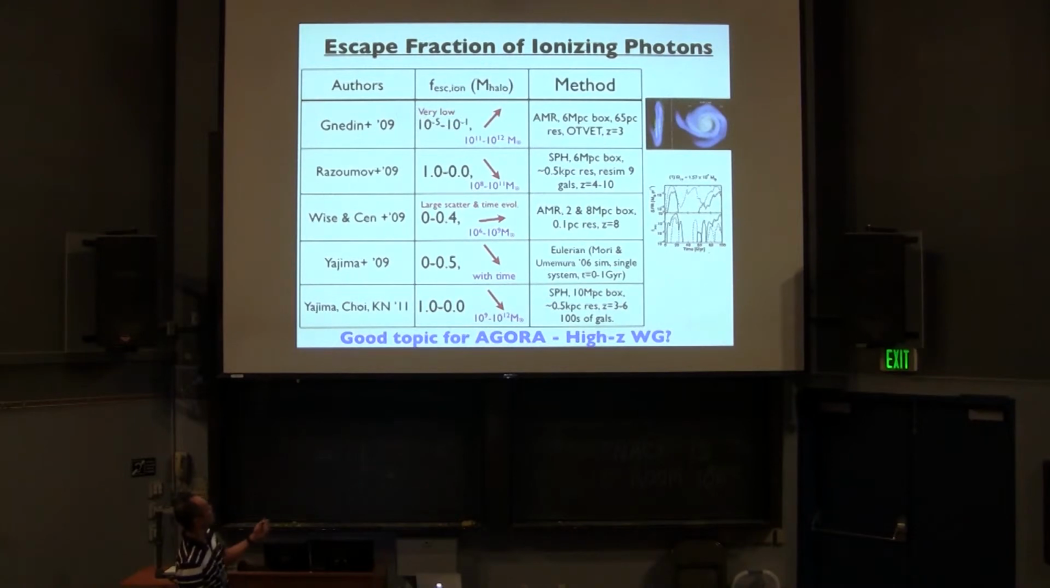The result varied from 10 to the minus 5 all the way to unity. It was very confusing. For example, John Wise showed you from ENZO results, it's also a function of time, very rapidly varying. So it's a function of time, space, halo mass, redshift. All those parameters vary. So it'd be nice to nail this topic down with the AGORA collaboration, especially maybe with the high-z working group.